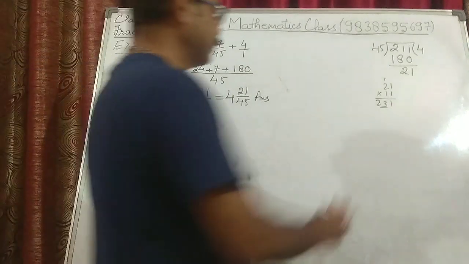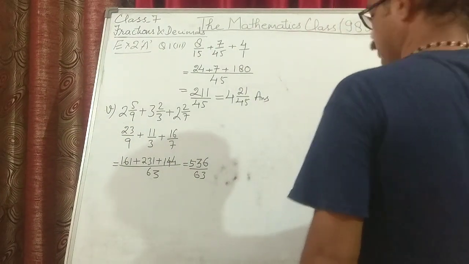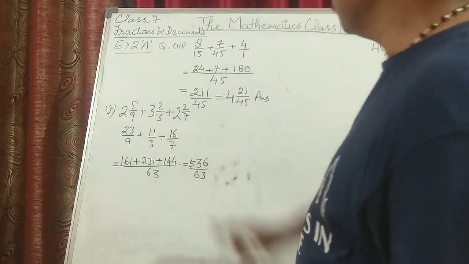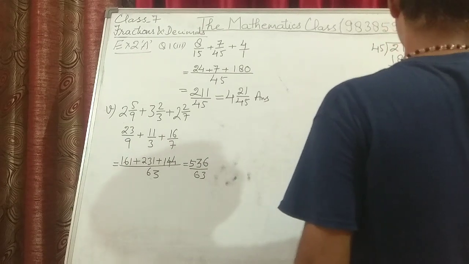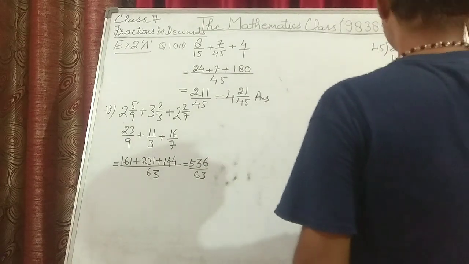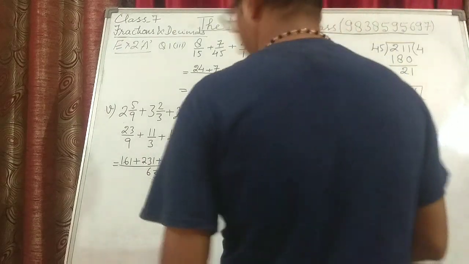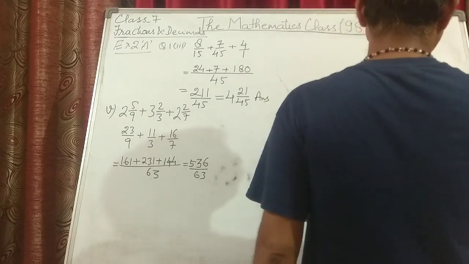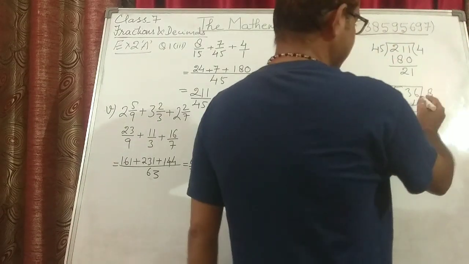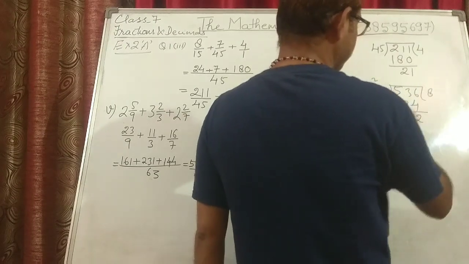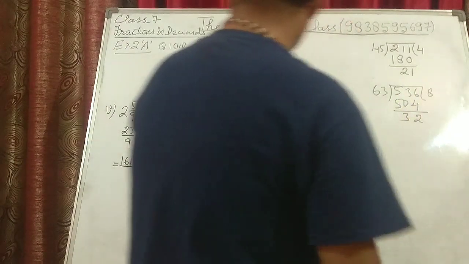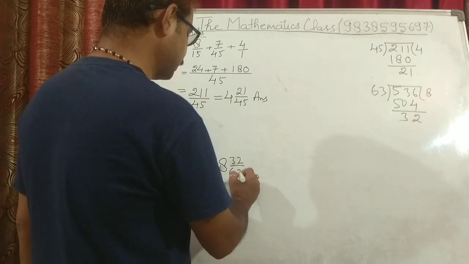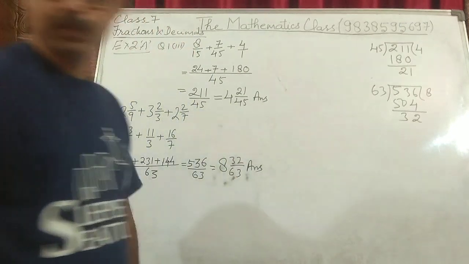Now again we will convert this 536 upon 63 into a mixed fraction. So 536 divided by 63. 8 sixes are 48, 8 threes are 24, so what is left? 536 minus 504 is 32. So it can be written as 8 whole 32 upon 63. That is the final value.